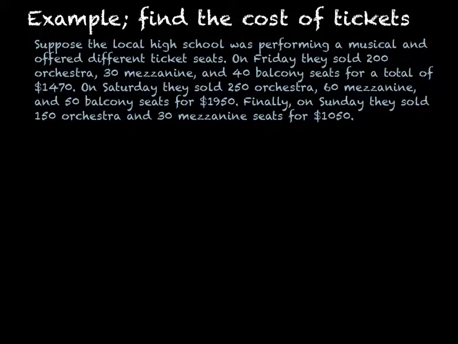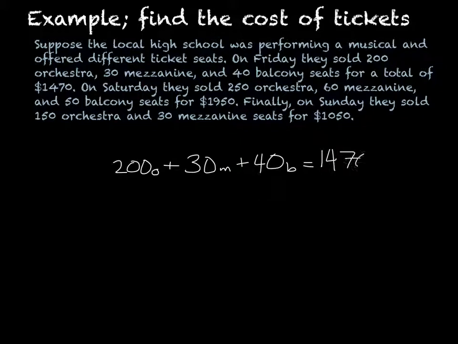So we need to first set up a system of equations. So on Friday, what happened? Well, on Friday, they sold 200 orchestra plus 30 mezzanine plus 40 balcony, and that was for a total of $1,470. Okay, so that was just on Friday.